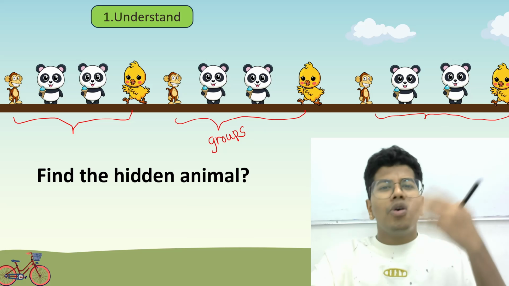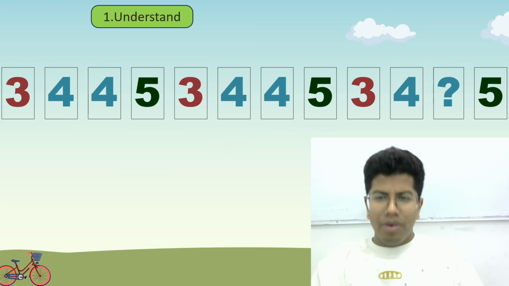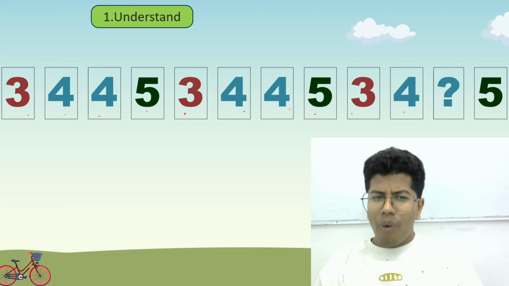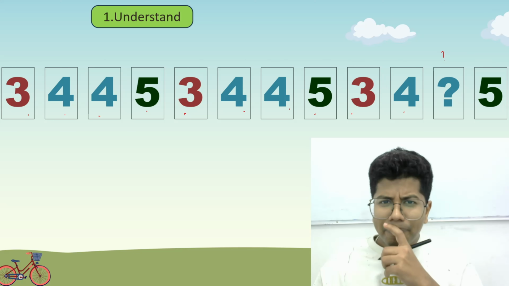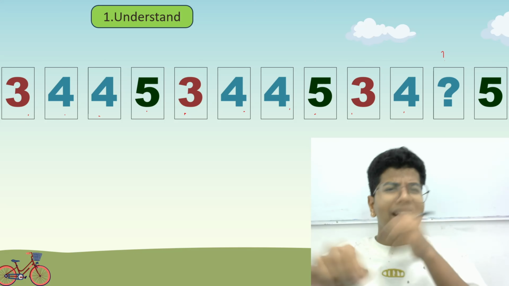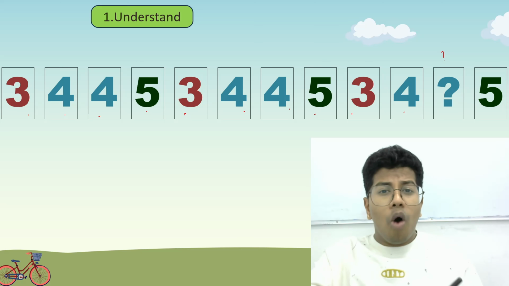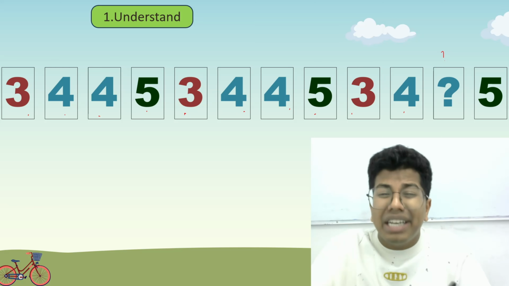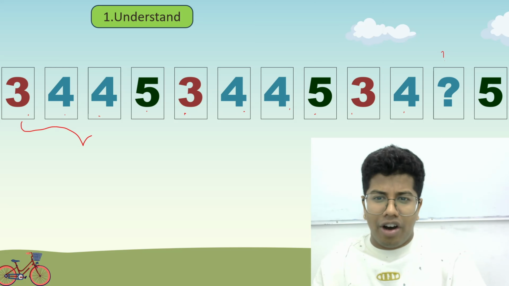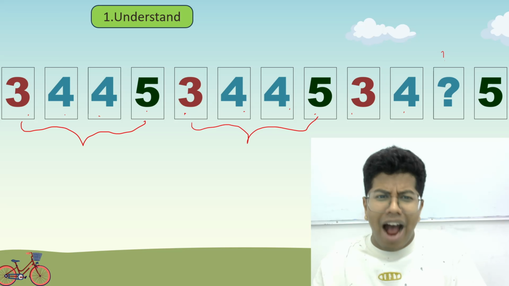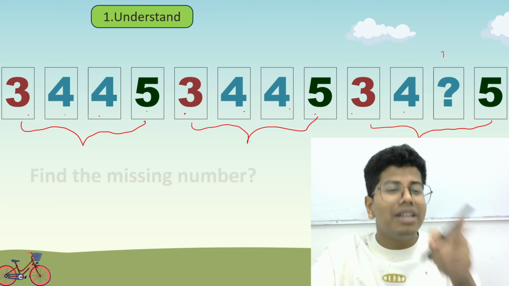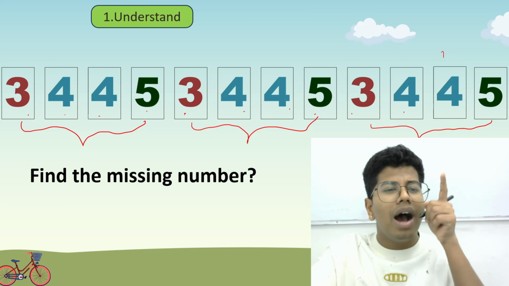So let's take a few more examples regarding this. Now here we have 3, 4, 4, 5. 3, 4, 4, 5. 3, 4. What will be the next number? We can understand there are numbers that are repeated. So, in one group, one repeat part, how many numbers are repeated? We can see 3, 4, 4, 5. 3, 4, 4, 5. 3, 4. And this means the missing number is 4.